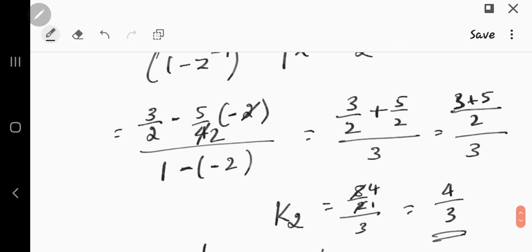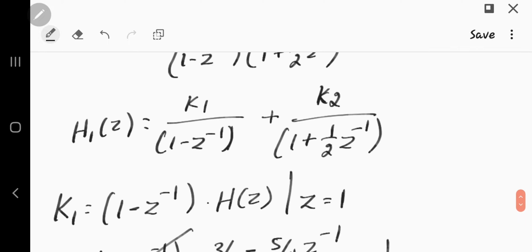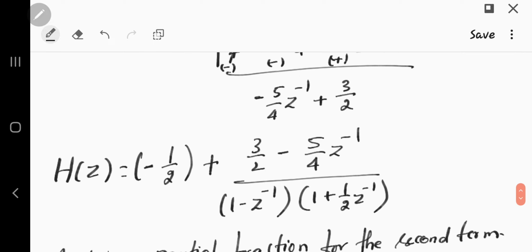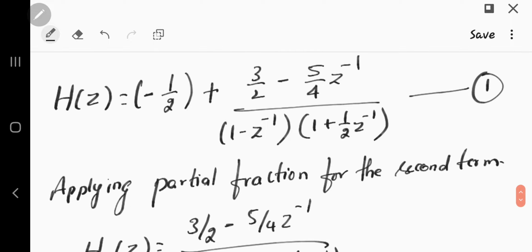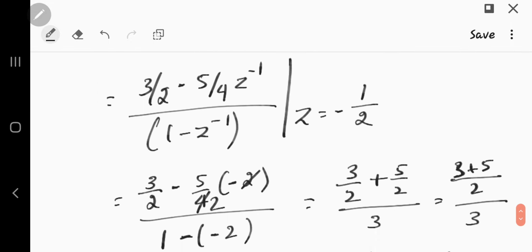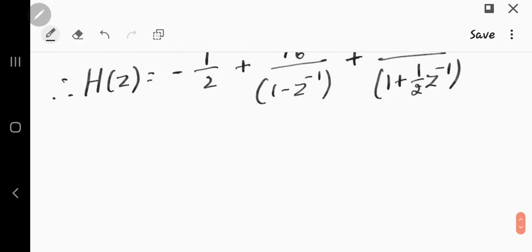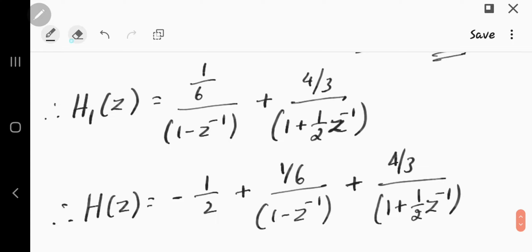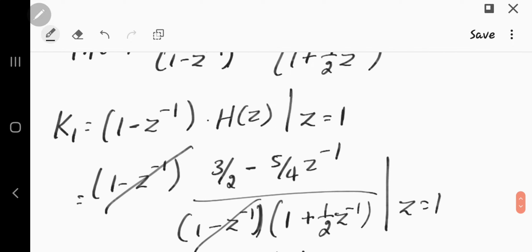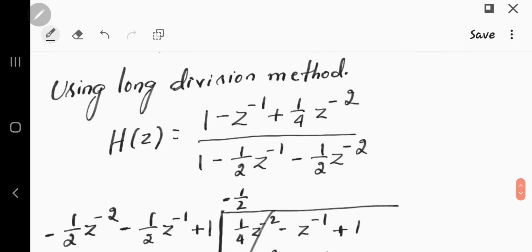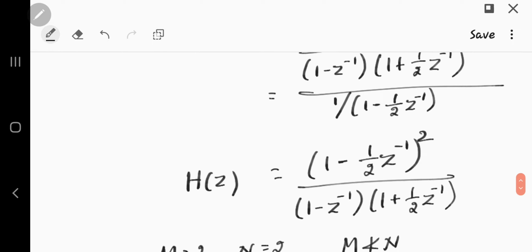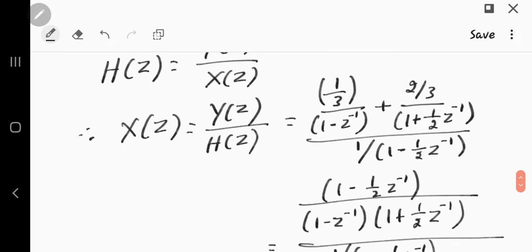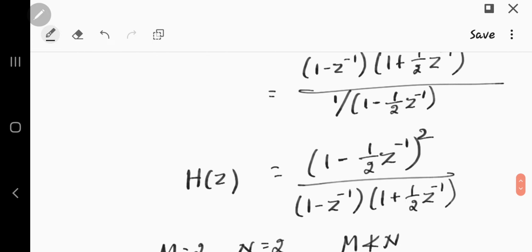Now this one, we left it here. You can call this as equation 1. So this one we have written, this is minus 1 by 2, and the remaining part we took as X1 of Z. We applied partial fraction to that. Okay, and I think I have made a small mistake here. We are trying to find X of Z. I think I mentioned H of Z everywhere, so my mistake.